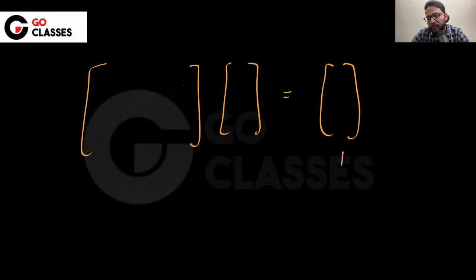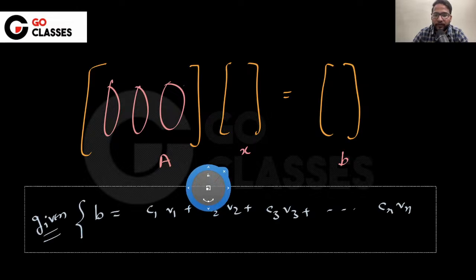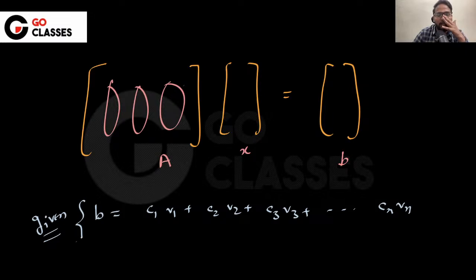So this is B, this is A, and this is X. Now they are saying that these columns are linearly independent, right? Columns of A are linearly independent. B is a linear combination of columns of A. That's also what they have said, which means B is basically some linear combination, right?